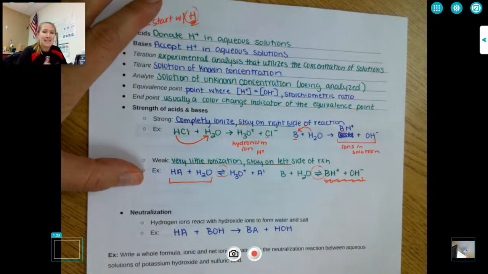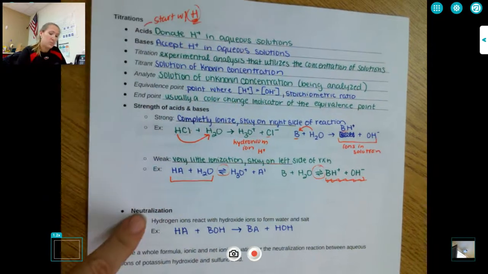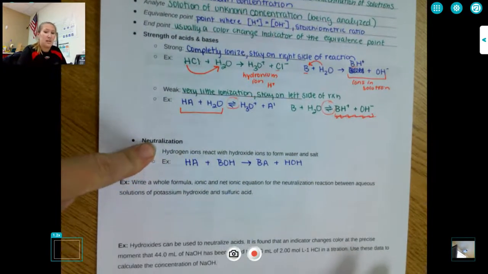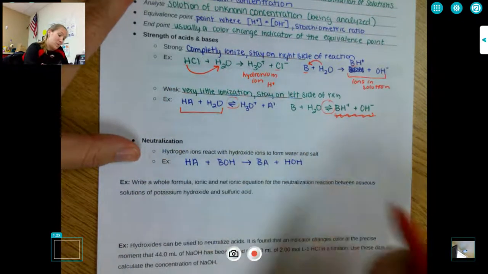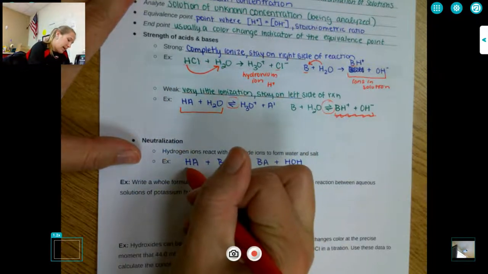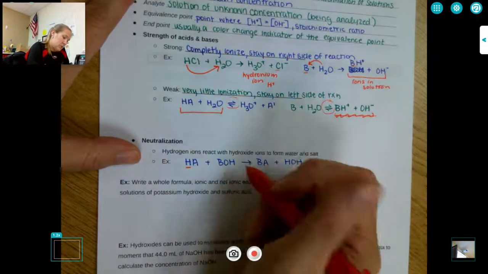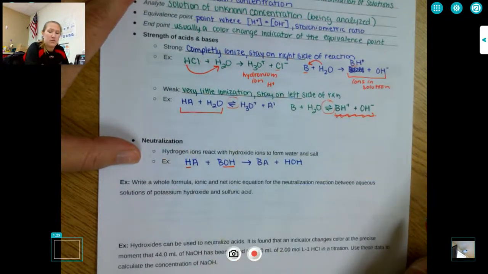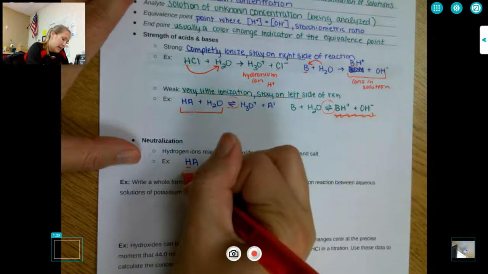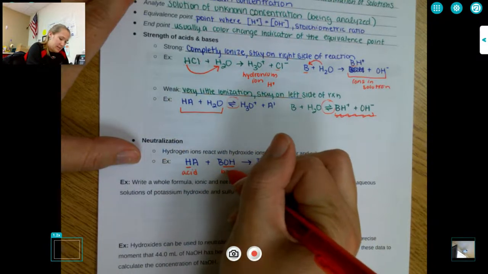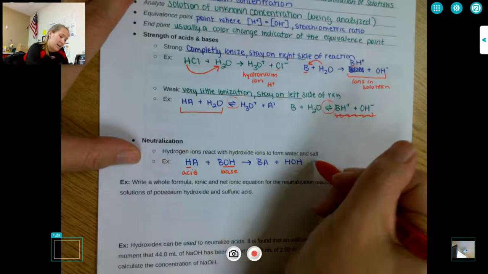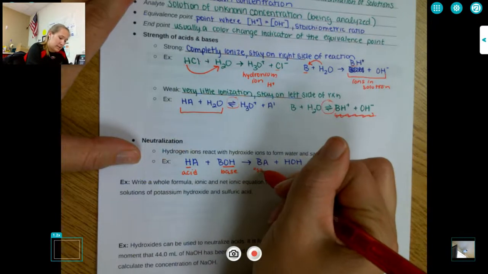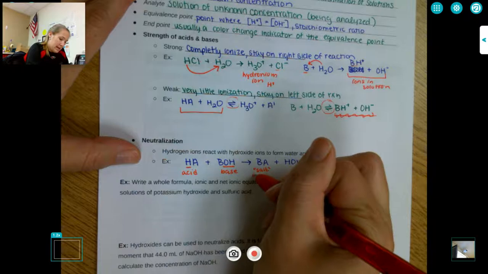Now, if I have an acid and a base, especially if I have a strong acid and a strong base, what I can do is I can neutralize my acid with my base. And when that happens, the hydrogen ions from my acid react with the hydroxide ions from my base. This is the acid. This is my base. And they make an ionic compound, which we call a salt. An ionic compound.